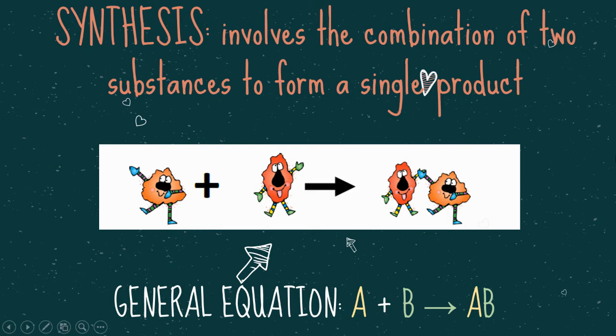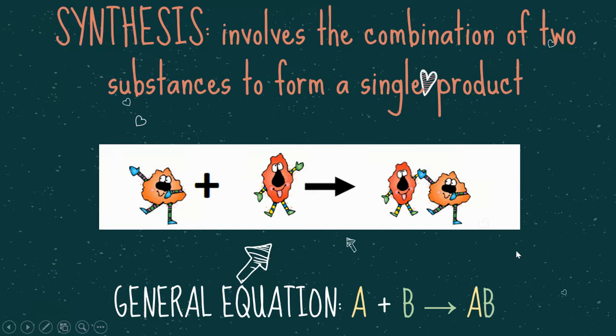Synthesis involves synthesizing or combining two substances to form a single product. So if you take a look at this diagram here, we have one thing plus another thing, and then here they're together. So for example, having hydrogen gas plus oxygen gas combined to form H2O or water.